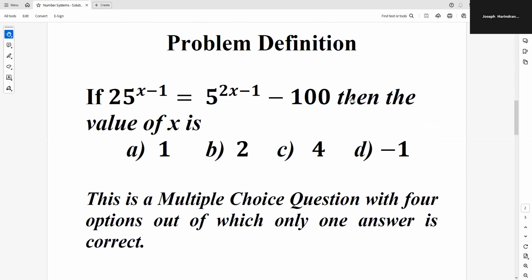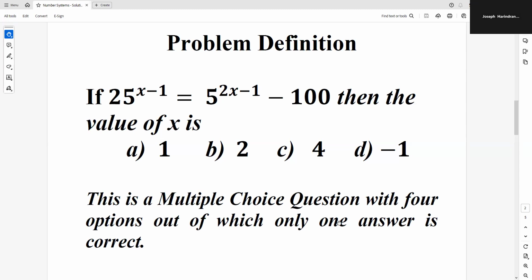This is the question. If 25 power x minus 1 is equal to 5 power 2x minus 1 minus 100, then the value of x is, there are four options given here. Option A, 1, B, 2, C, 4, D, minus 1. This is a multiple choice question with four options, out of which only one answer is correct. Pause this video if you wish to give this problem a try. And when you're ready, let us learn how to solve this problem.